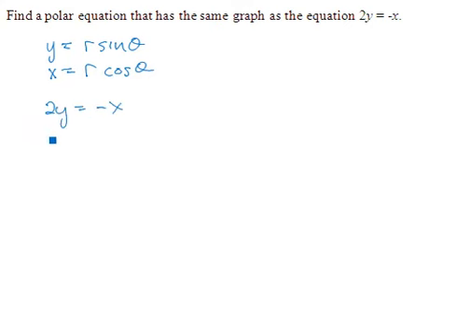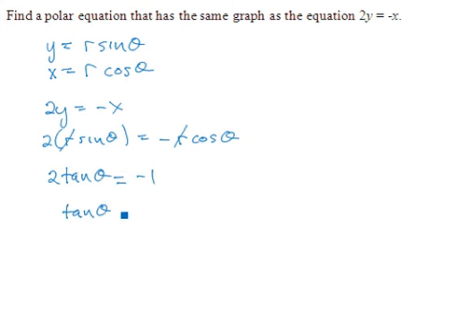the opposite of x as 2 times r sine of theta equals the opposite of r times the cosine of theta. And then we can rearrange that by first noticing that we can divide both sides by r. We can also divide both sides by the cosine of theta to obtain 2 times sine over cosine, which is tangent of theta, equals negative 1, or tangent of theta equals negative 1/2.